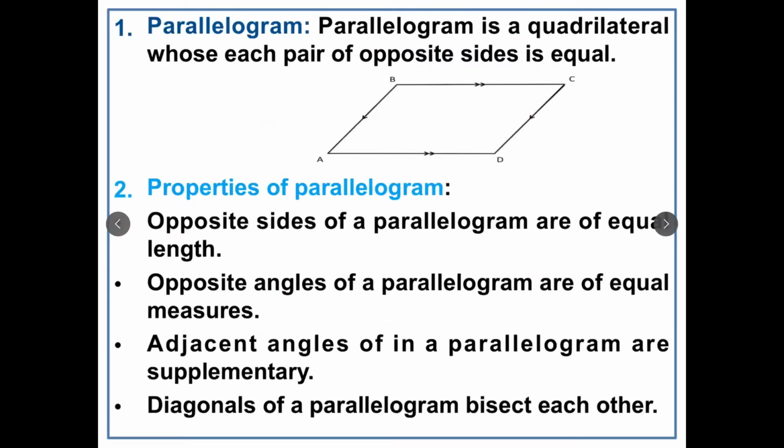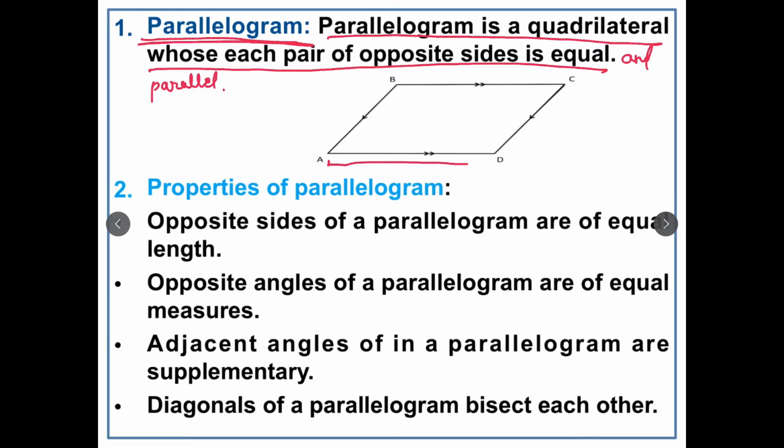Moving ahead to the next one, which is a parallelogram. This is the most important part of this chapter, the parallelogram. The definition of a parallelogram says a parallelogram is a quadrilateral whose each pair of opposite sides is equal and parallel. That means each pair of opposite sides is equal. That means this AD is equal to BC. Similarly, this AB is equal to DC.